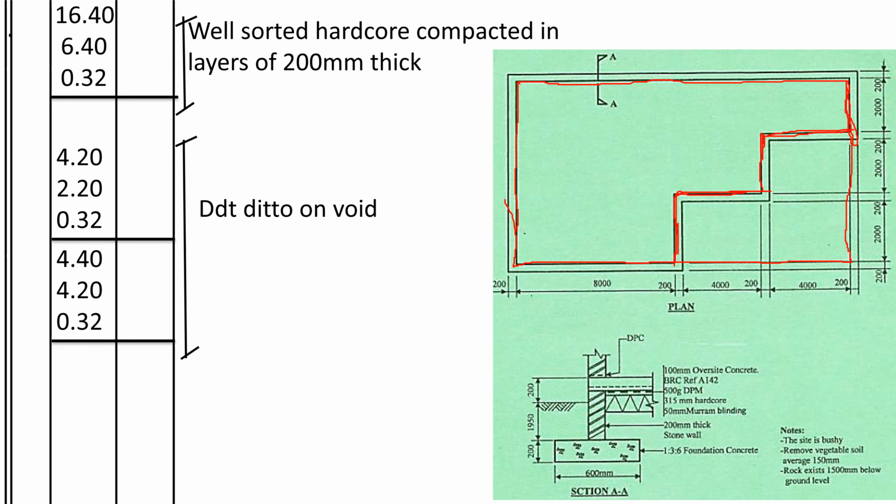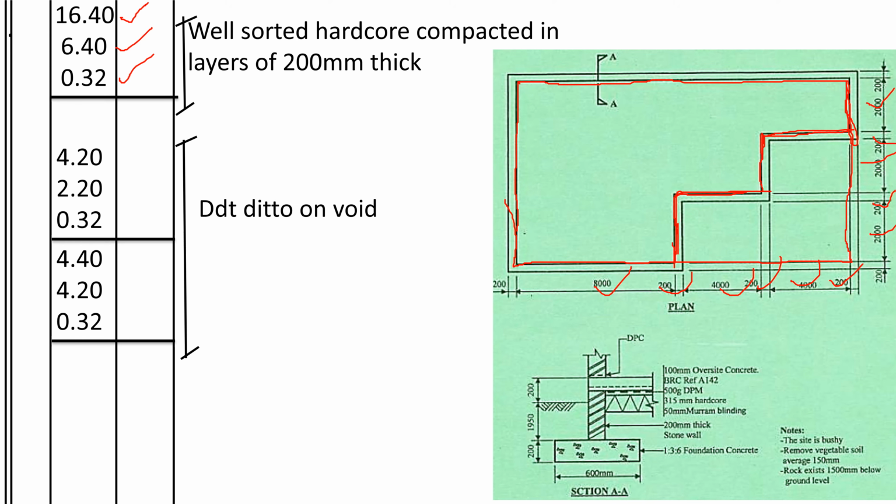The whole rectangle, we shall take 8000 plus 200 plus 4000 plus 200 plus 4000 plus 200. We get 16.4. Then for the width, we shall take 2000 plus 200 plus 2000 plus 200 plus 2000. We get the width. The depth of the hardcore is 0.32. Then we shall deduct for detail.